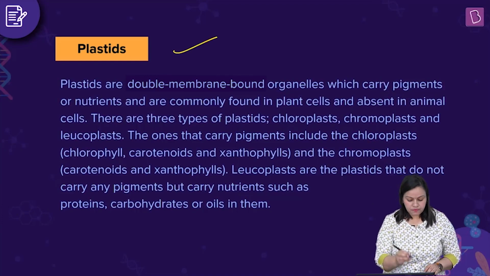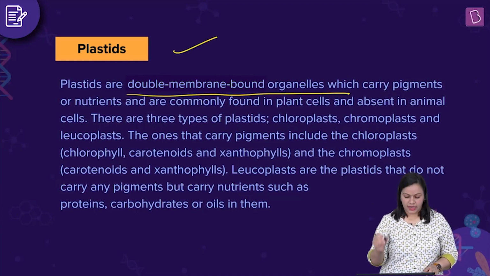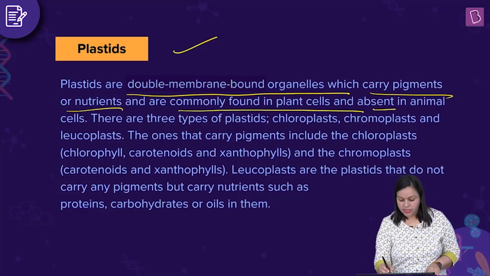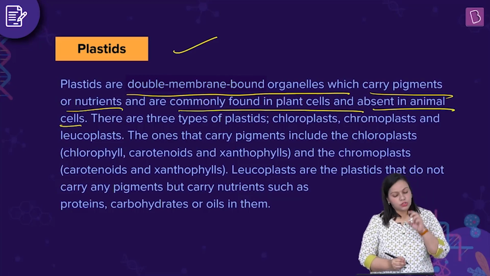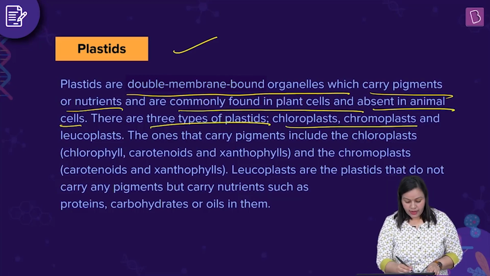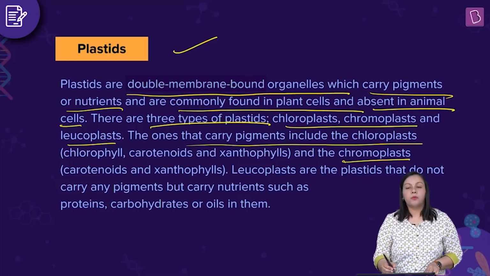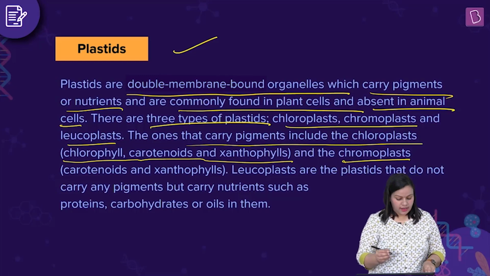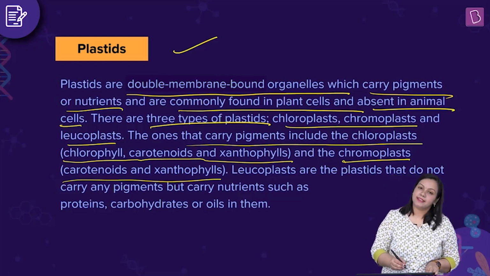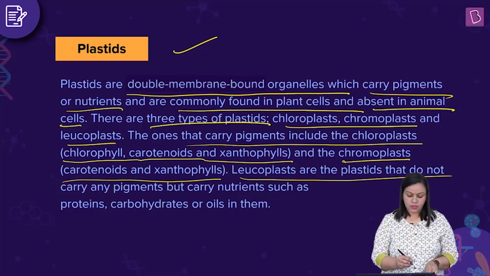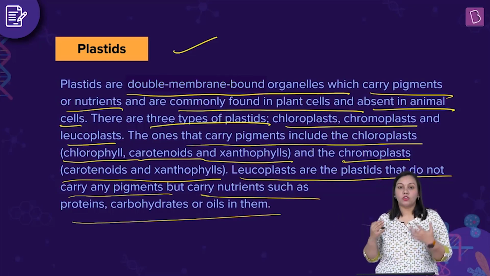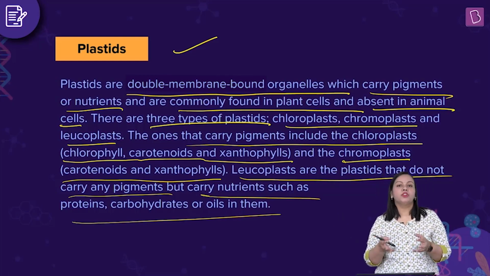Going ahead with the solution, plastids are double membrane bound organelles which carry pigments or nutrients and are commonly found in plant cells and, very important, absent in the animal cells. There are three types of plastids: chloroplast, chromoplast and leucoplast. The ones that carry pigments include chloroplast and chromoplast. Chloroplast has chlorophyll, carotenoids and xanthophylls, and chromoplasts have carotenoids and xanthophylls. Leucoplasts are the plastids that do not carry any pigment but carry nutrients like proteins, carbohydrates and oils or fats, and hence are responsible for storage of these things.